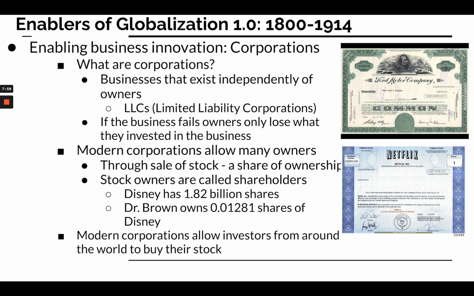The other thing that's important is that modern corporations allow ownership from people around the world. Now, you might think that that's something that is only true now when somebody can get on their computer with a SoFi or a Robinhood app or a Schwab account and buy a share of Netflix. But this was true even in the 1800s and early 20th century that we're considering in this time period.